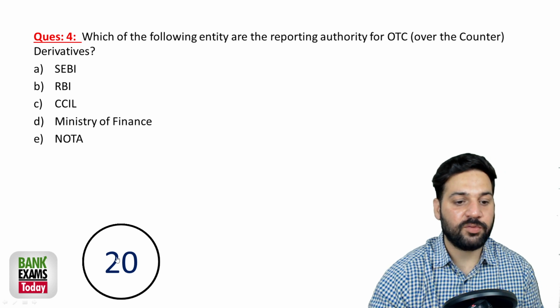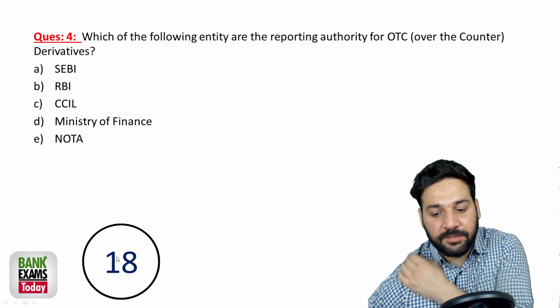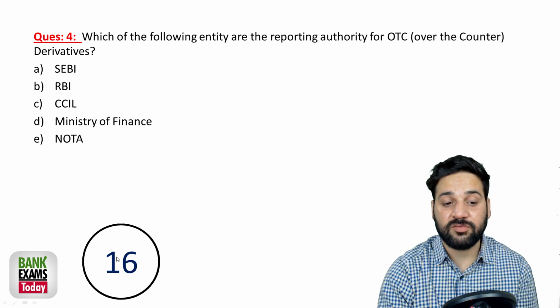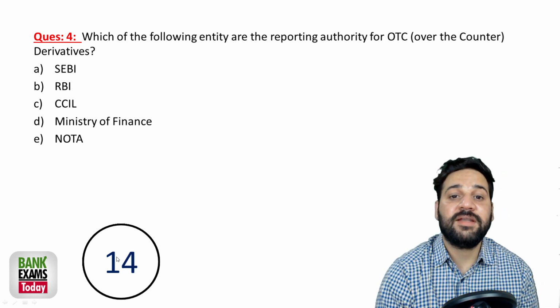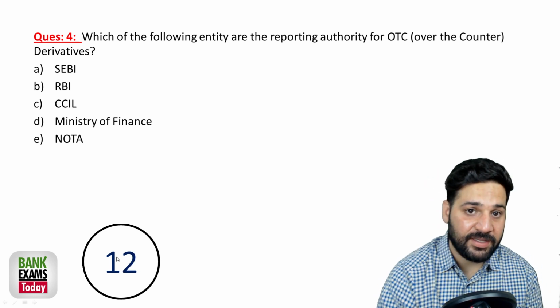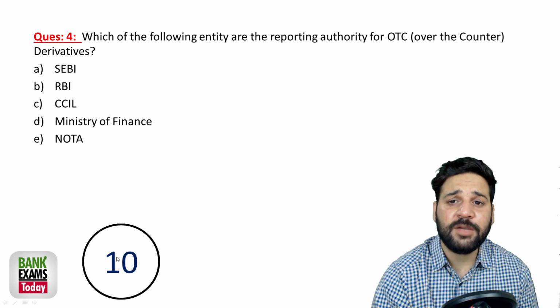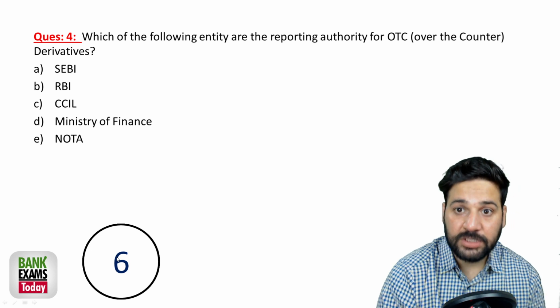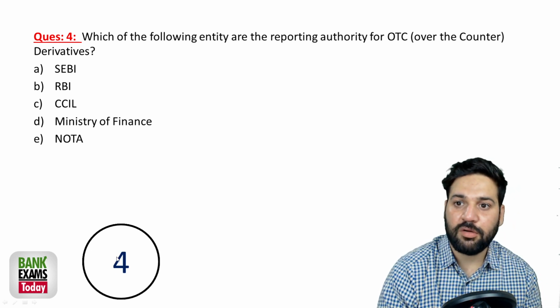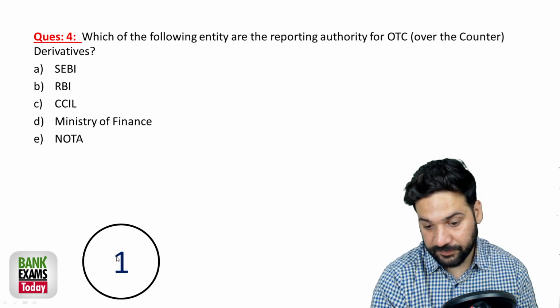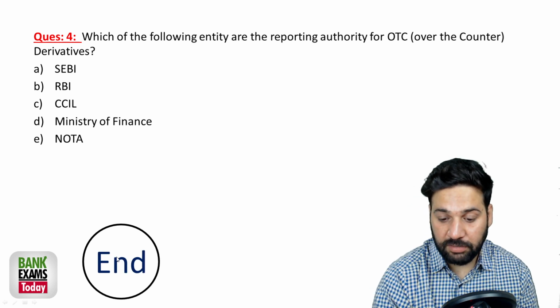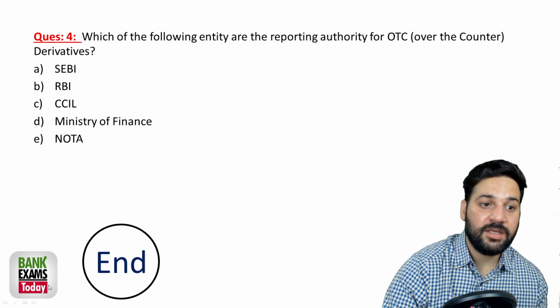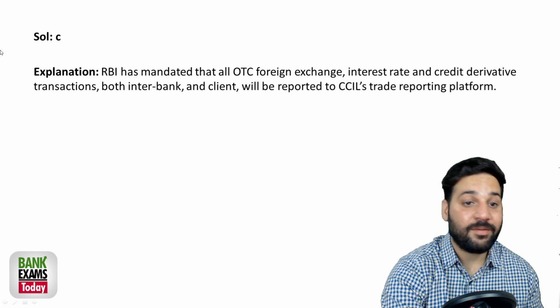I'm again giving you 20 seconds to read the question. Which of the following entities is the reporting authority for OTC, over the counter derivatives? SEBI, CCIL, or RBI.